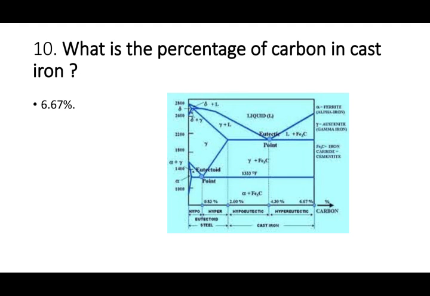Next question, what is the percentage of carbon in cast iron? Here you can see the iron carbon diagram. In cast iron, the maximum percentage of carbon is 6.67%. In case of steel, it is up to 2%.